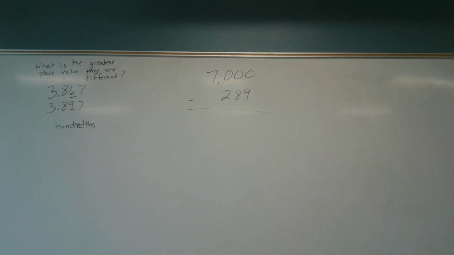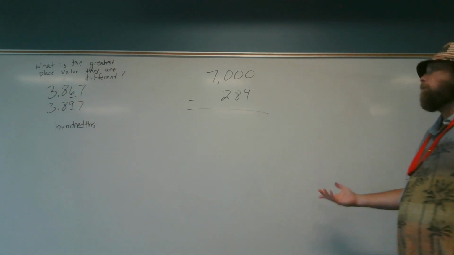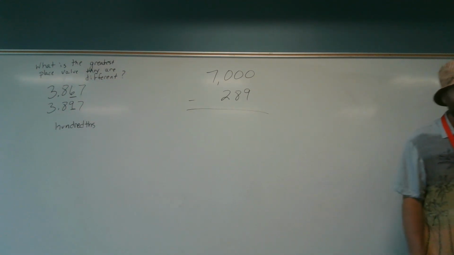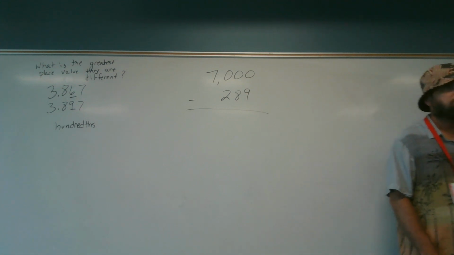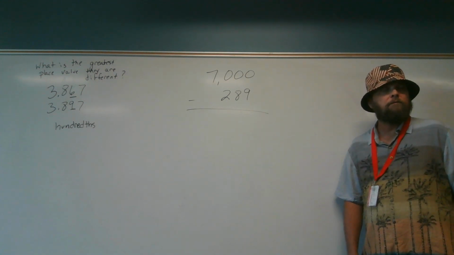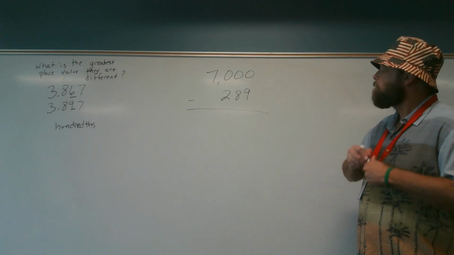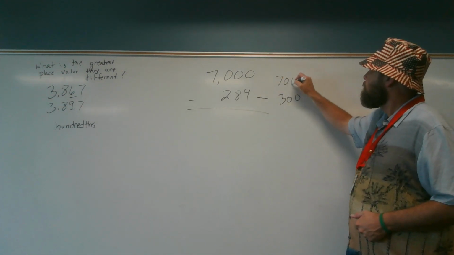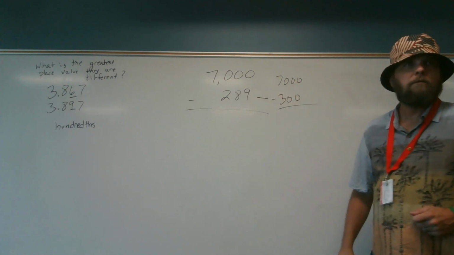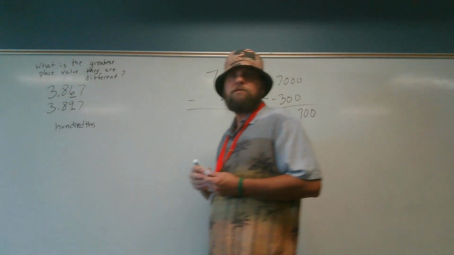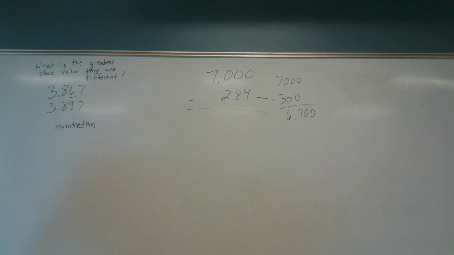So Bassett, tell me what you did first. I estimated it. Okay, so tell me what you did to estimate it. So I turned the 289 to 300, and then I subtracted 7,000 minus 300, and I got 6,700. Okay, so our answer needs to be somewhere around that.